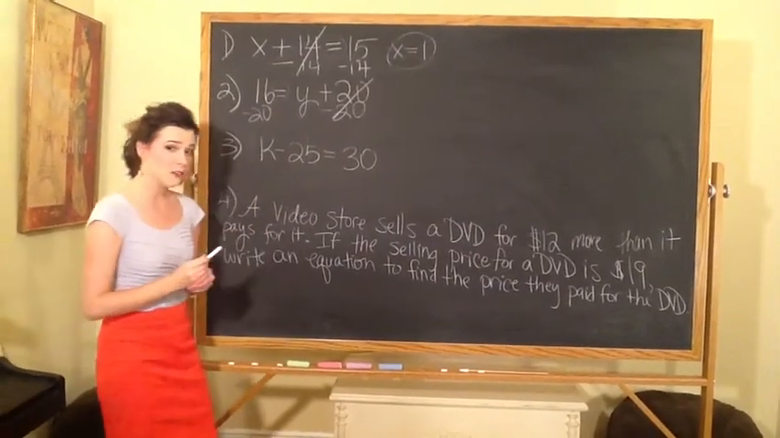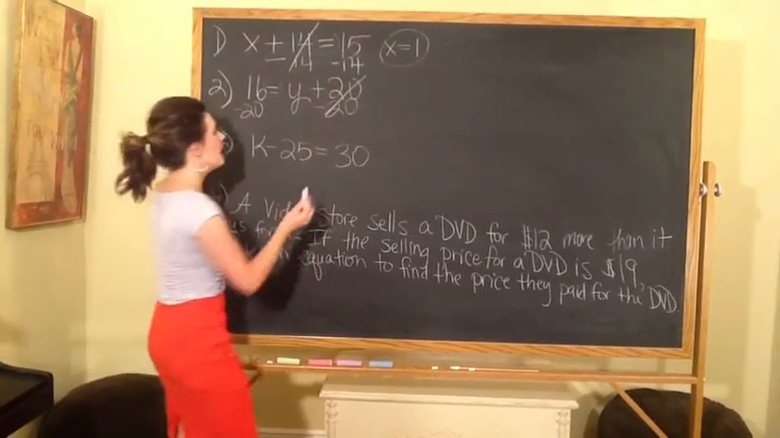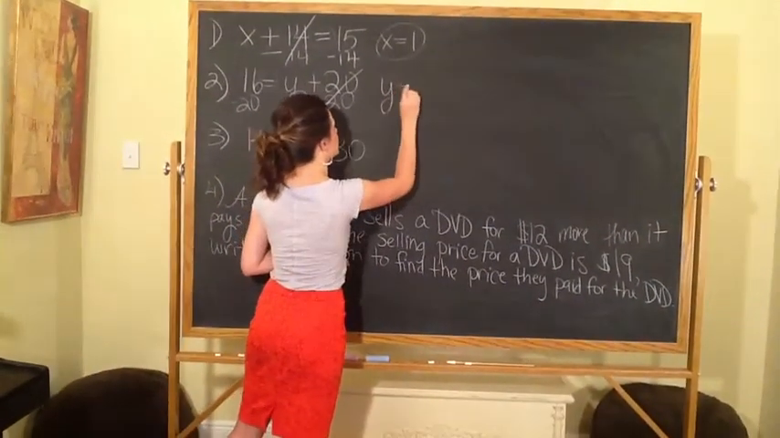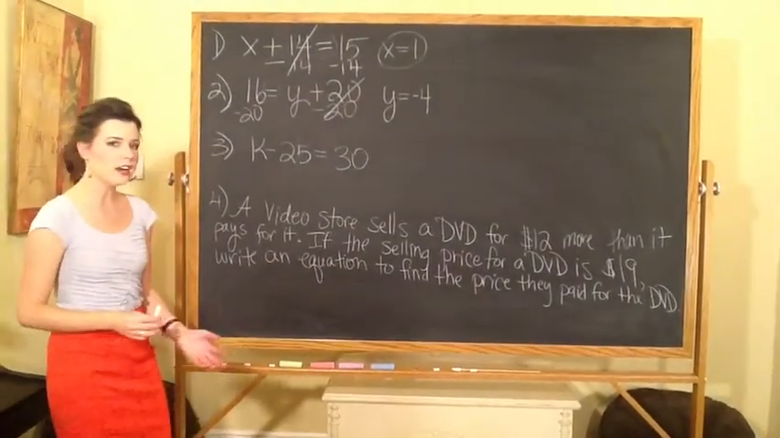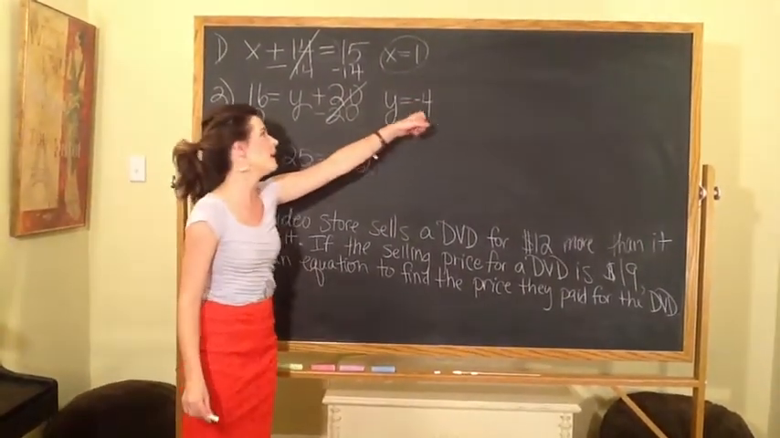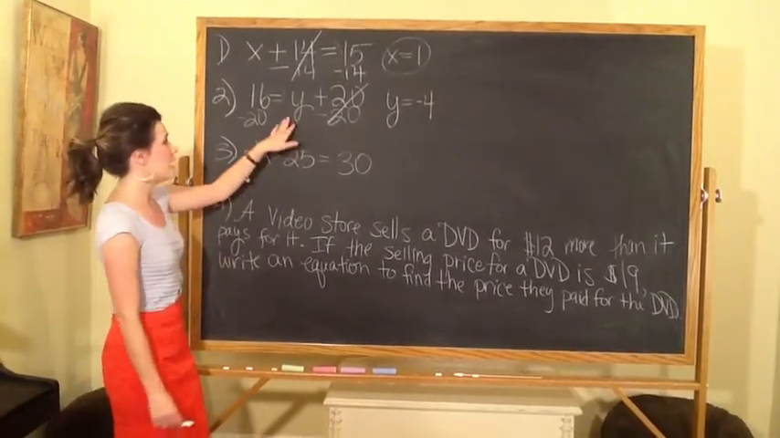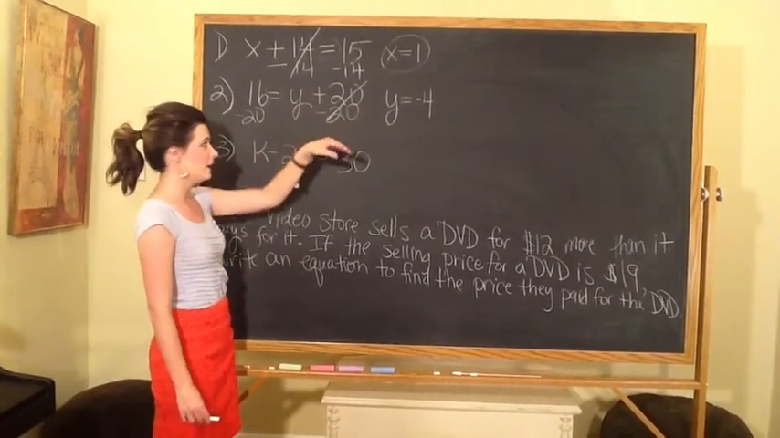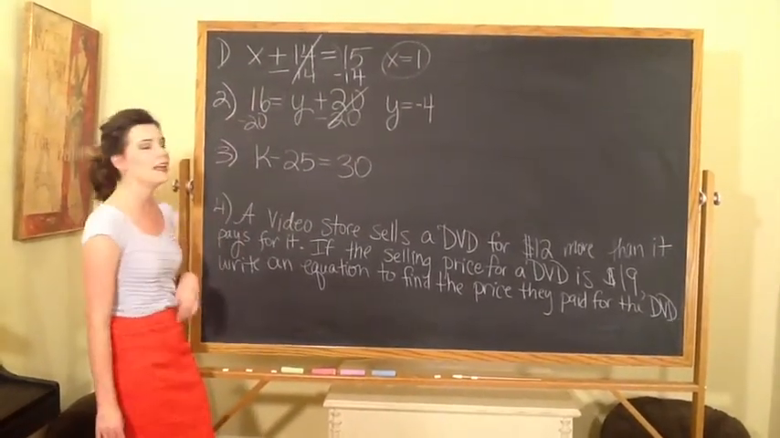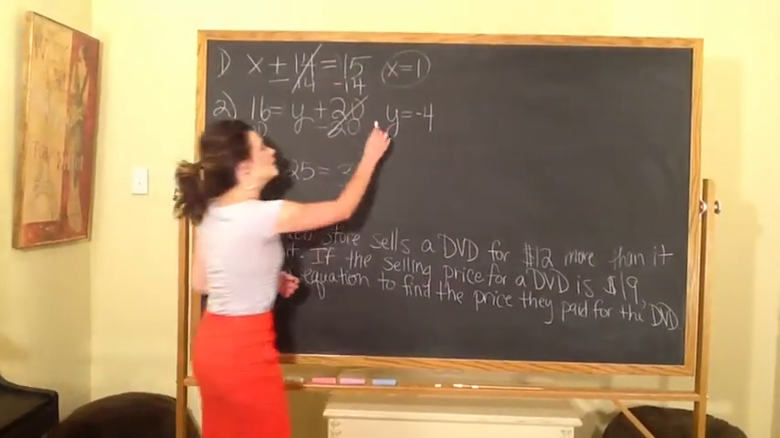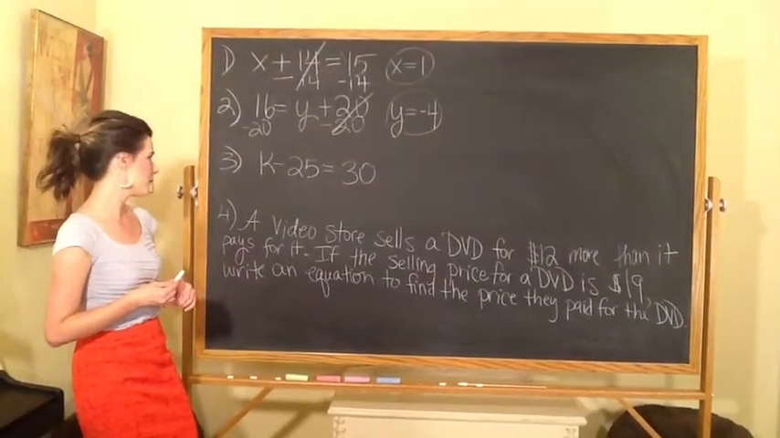And I know it's a negative 4 because I'm taking away a bigger number than what I have. So that means that y is equal to negative 4. Okay, now in order to check ourselves, we have to plug in negative 4 for y to see if it gives us the right answer. So negative 4 plus 20. That means we'll have to take away 4 from 20 and we'll get 16, and our answer is correct. So our solution is y is equal to negative 4.